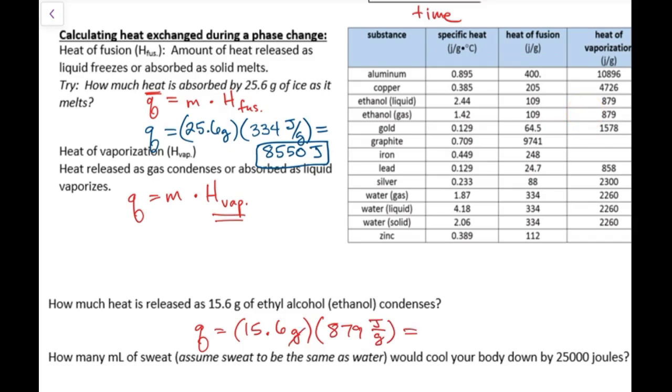And of course my answer is going to be in joules. I didn't emphasize canceling units earlier, but that'll be how it works. And I get 13,700 joules.